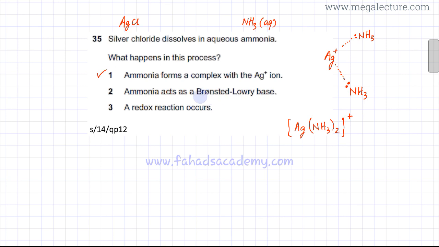Ammonia is acting as a Brønsted-Lowry base, meaning that it is accepting H+ ions, which it is not. Ammonia is not undergoing any change. The only thing that it's doing is forming a dative bond with silver. And simply, there's no redox reaction occurring. Silver is still +1, NH3 is a neutral molecule. So no oxidation state is changing. No formulas are changing. NH3 remains NH3, silver ions remain silver ions.